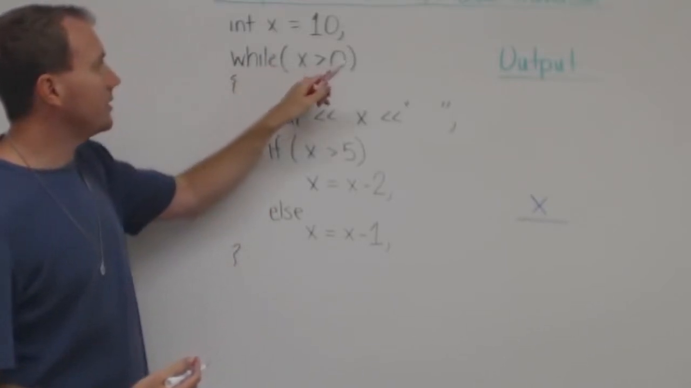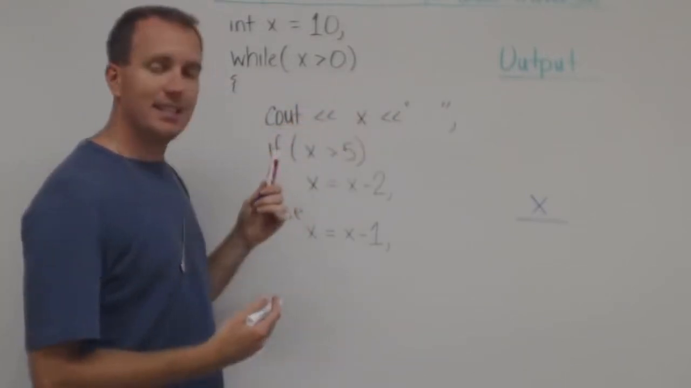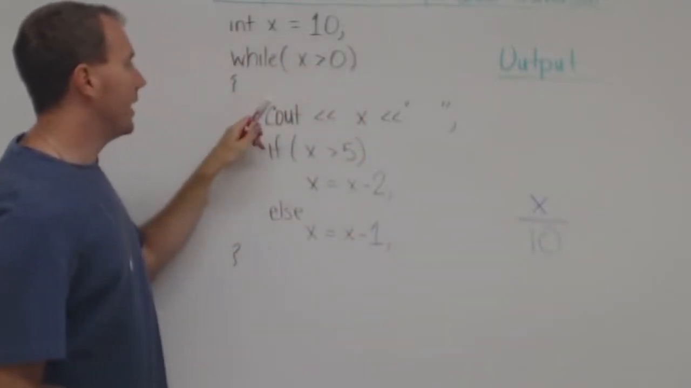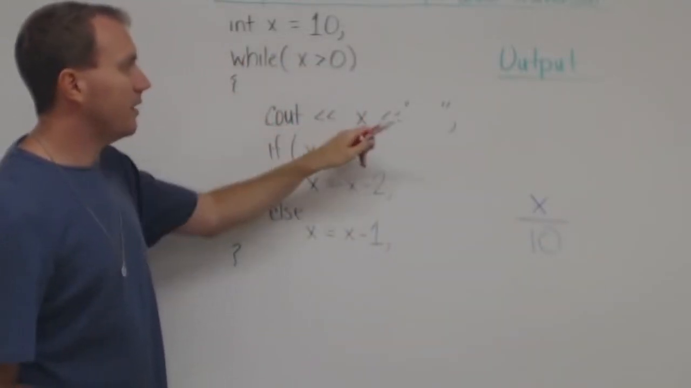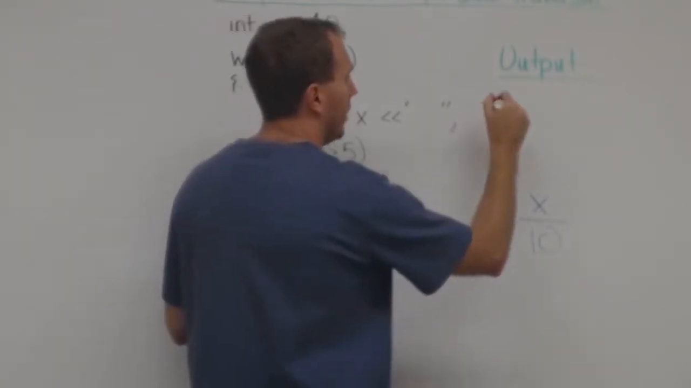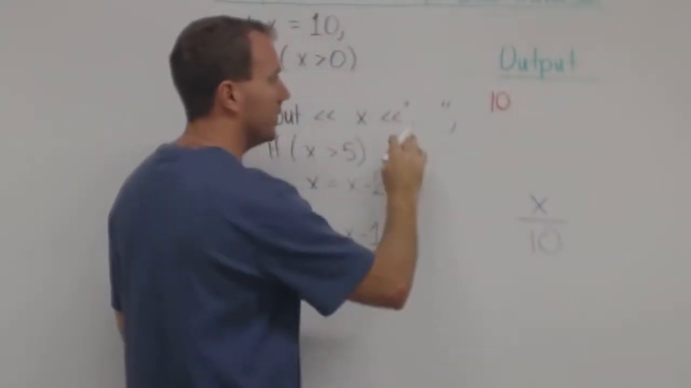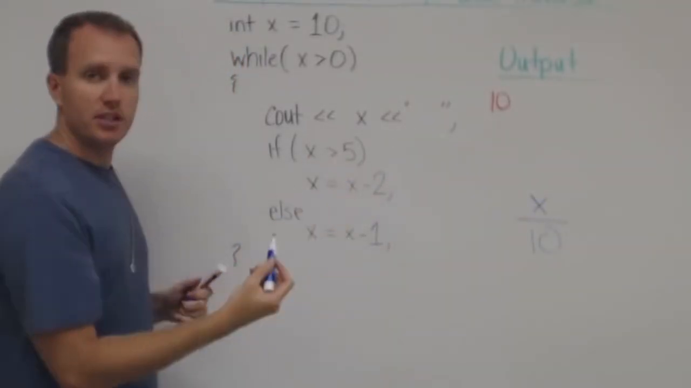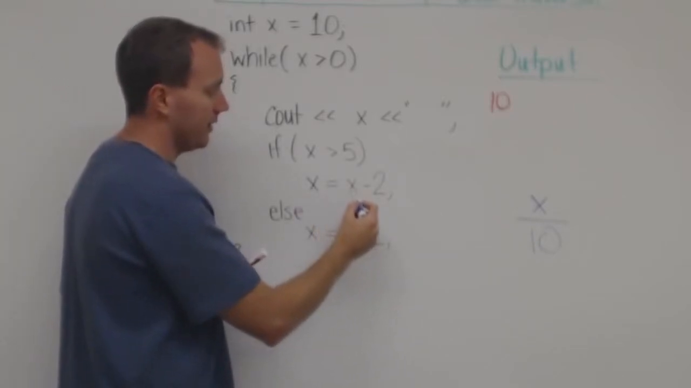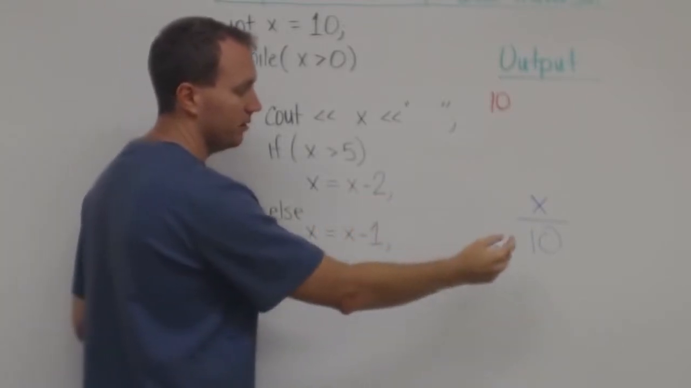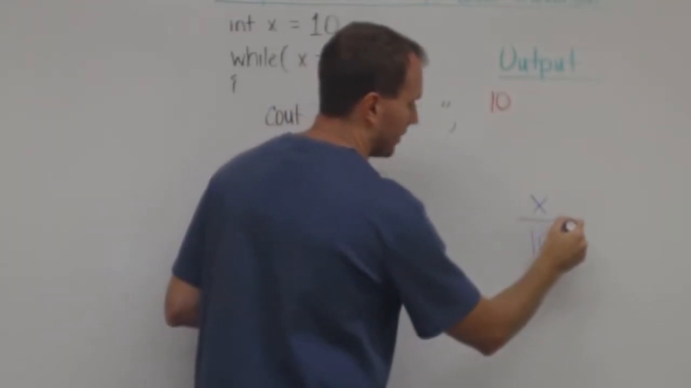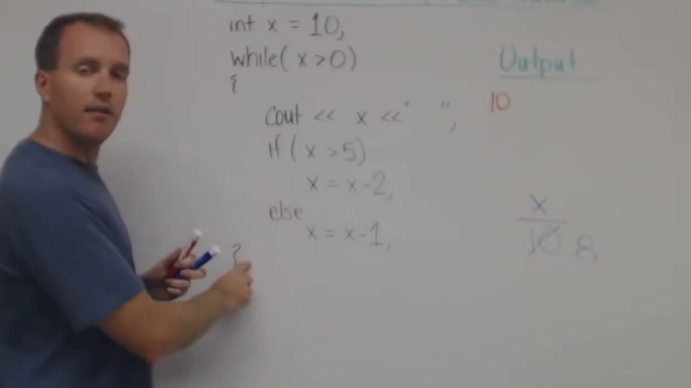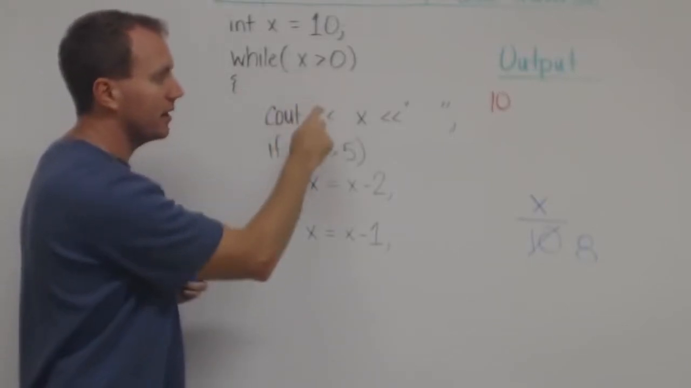Okay? So while x is greater than 0, so our condition is true. 10 is greater than 0. And we go in here and see out x. Okay, so we output 10 in the space. Then if x is greater than 5, which it is, x equals x minus 2. So we take x minus 2, which is 8, and assign it into x. Okay, we hit the bottom of our curly brace, we go back up to the top, check our condition.